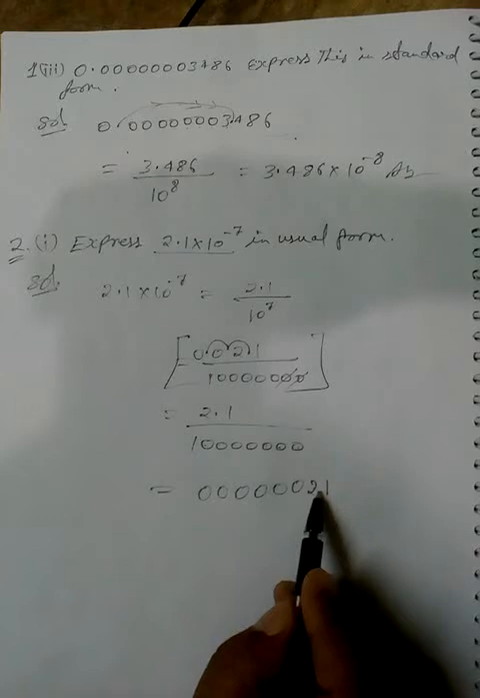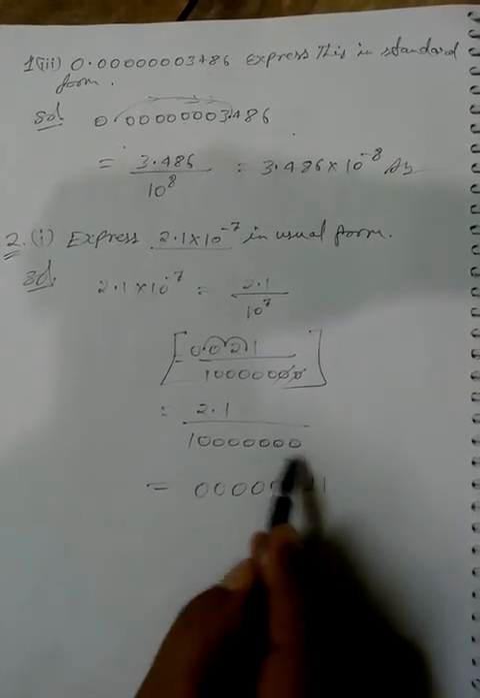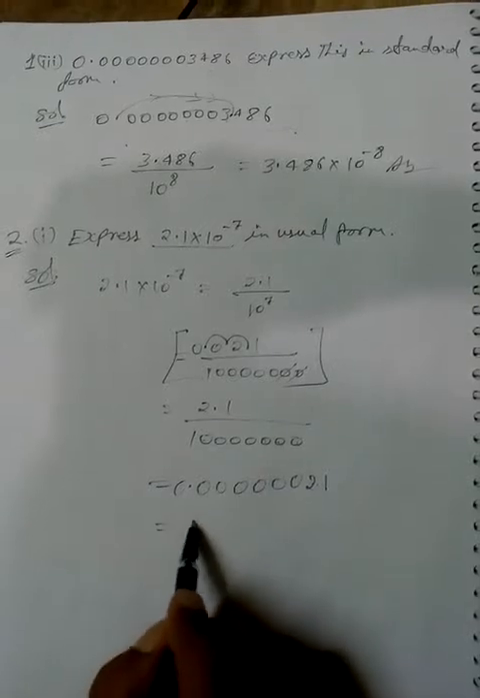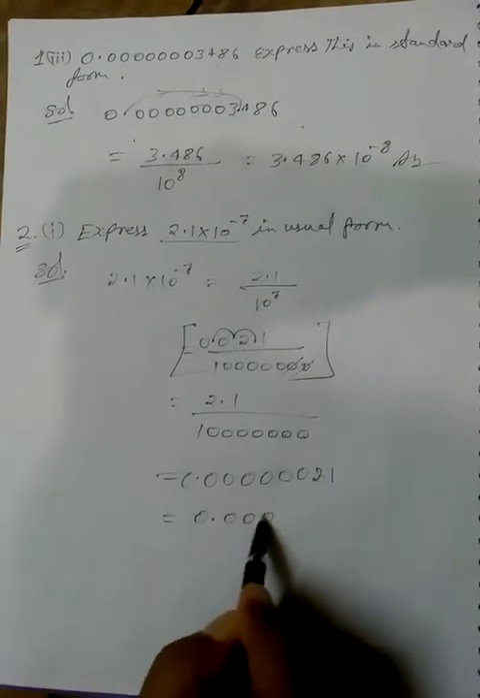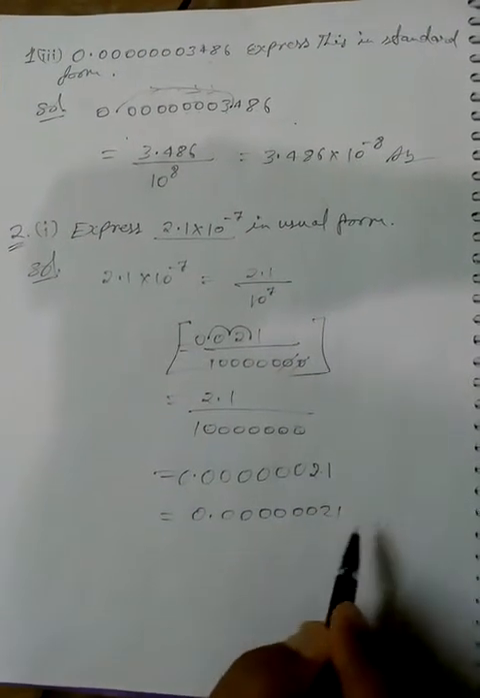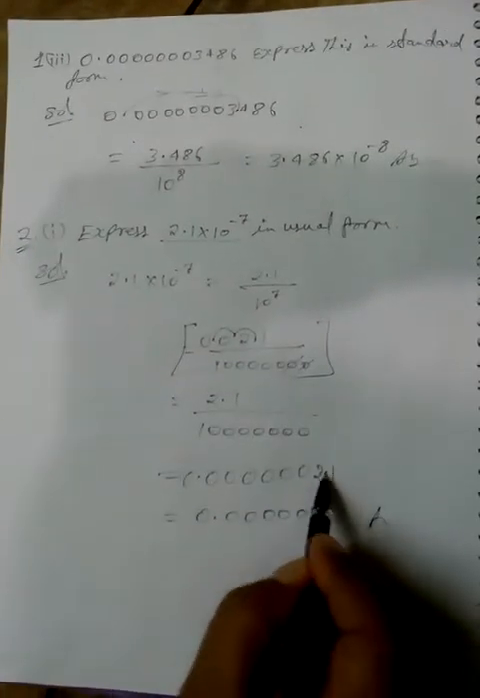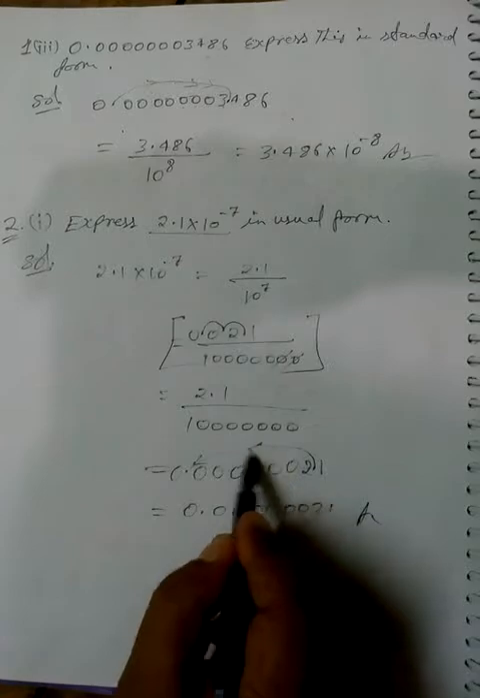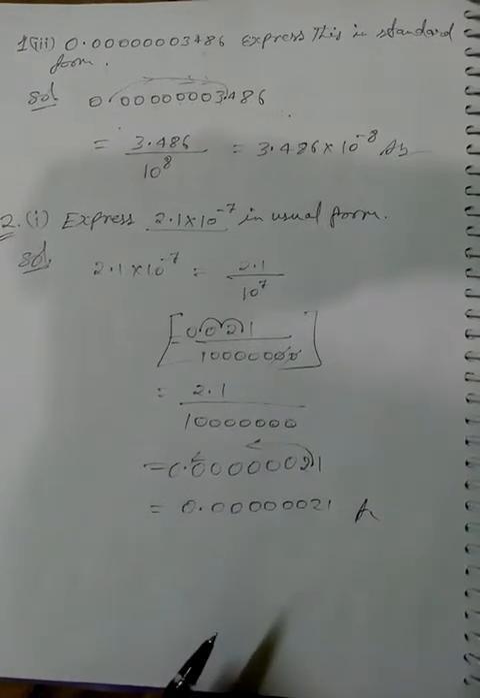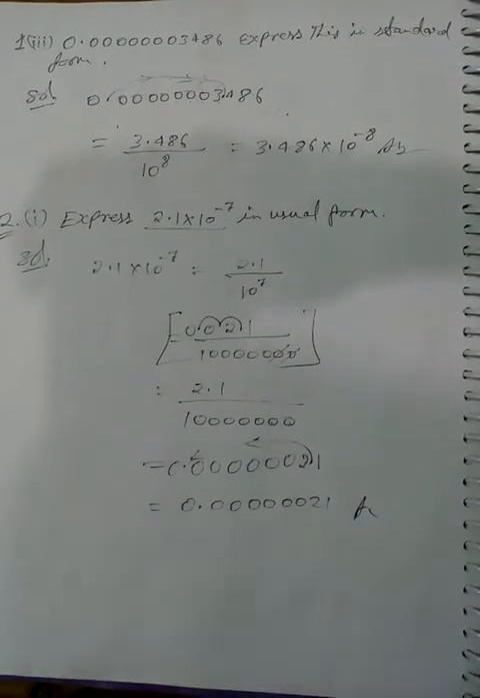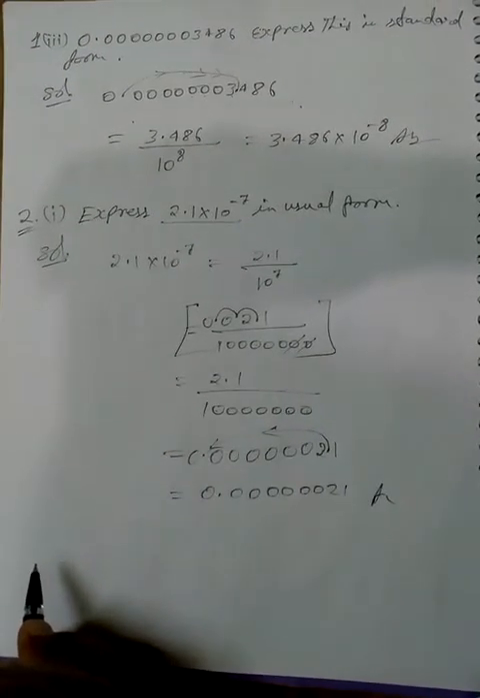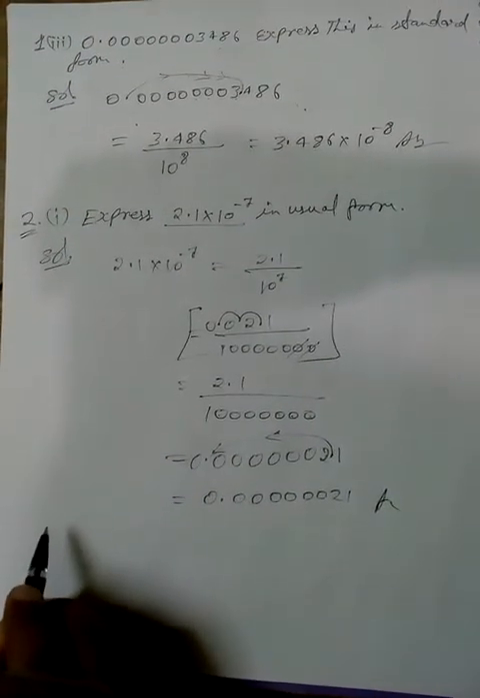So from 2 here I am shifting the decimal to this place. Now it has become 0.00000021, which is the answer. From here the decimal has moved 7 places. This is the answer of exercise 2.3, question 2, first part.